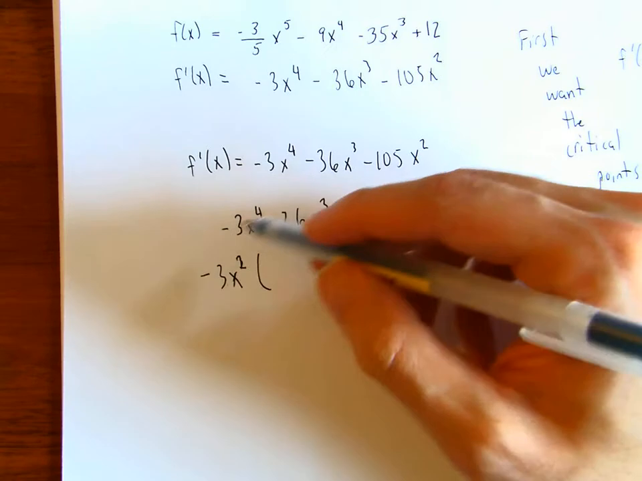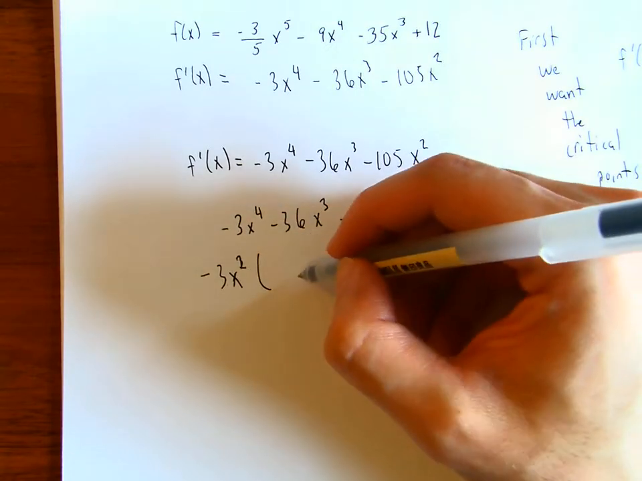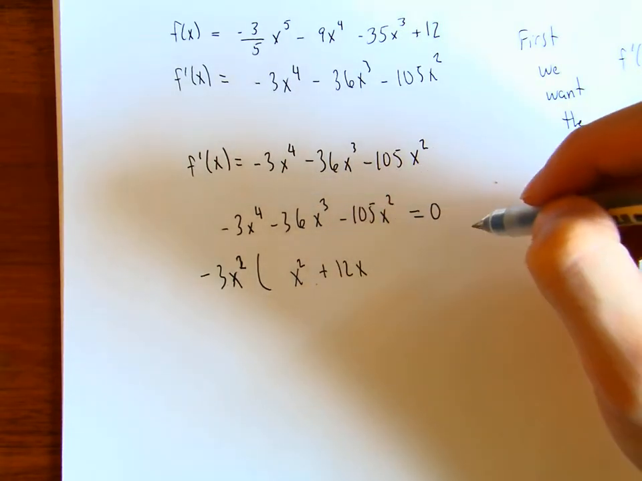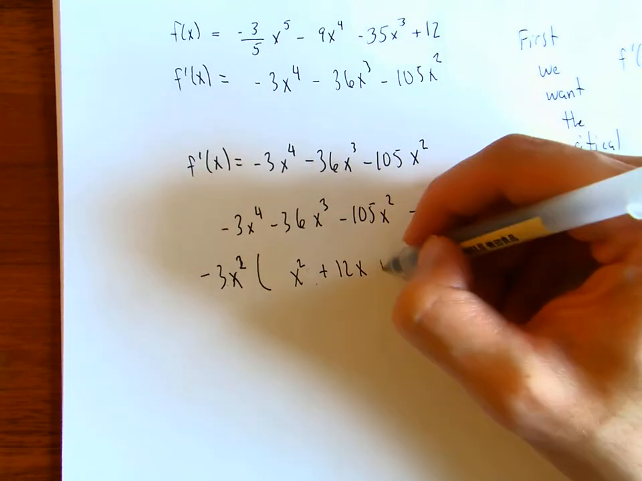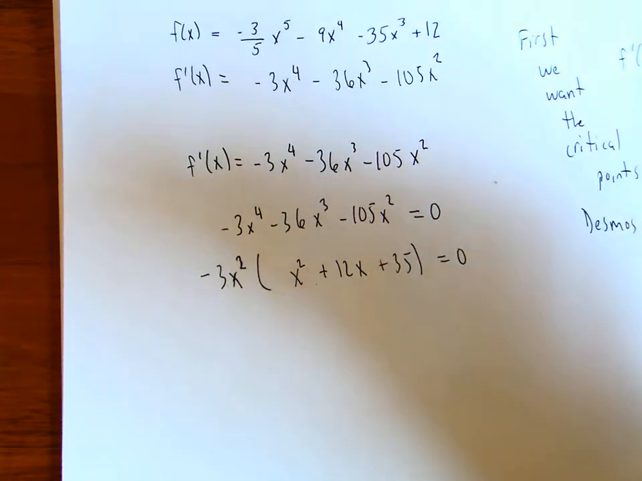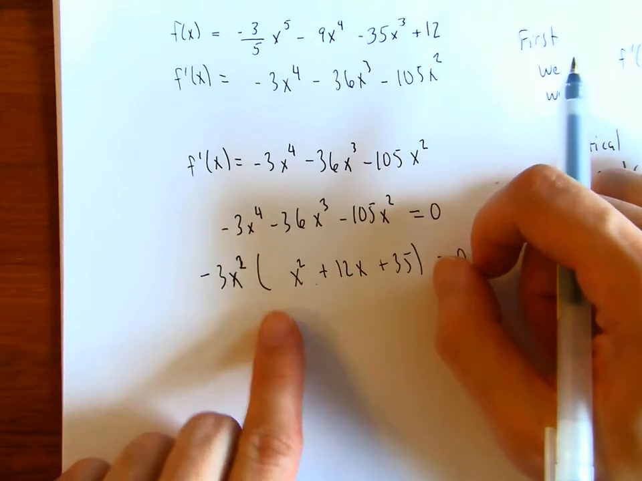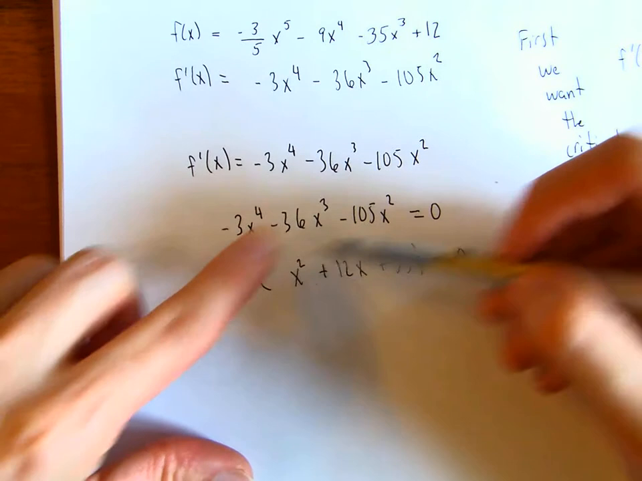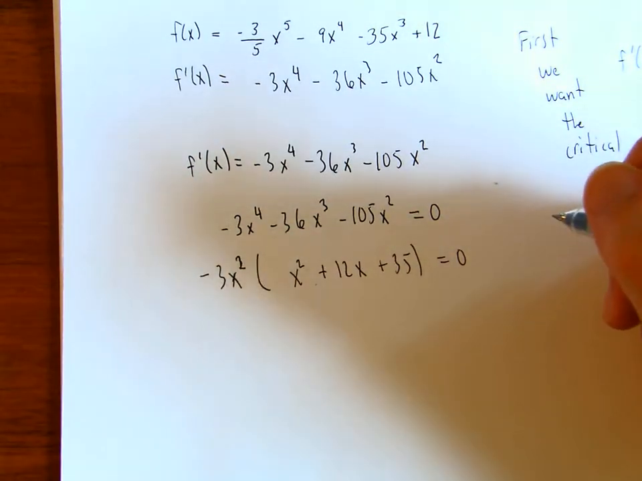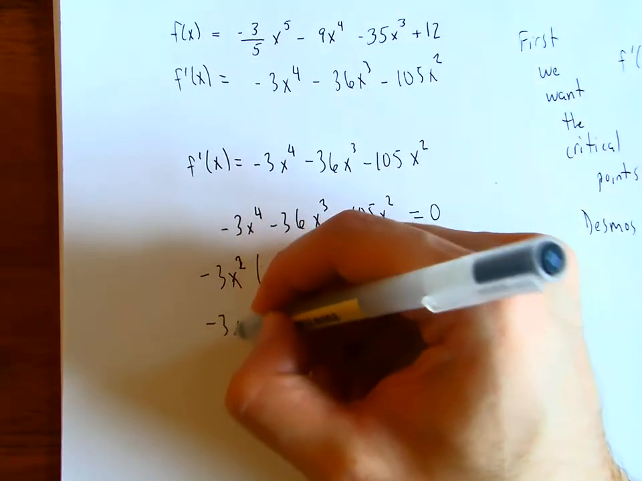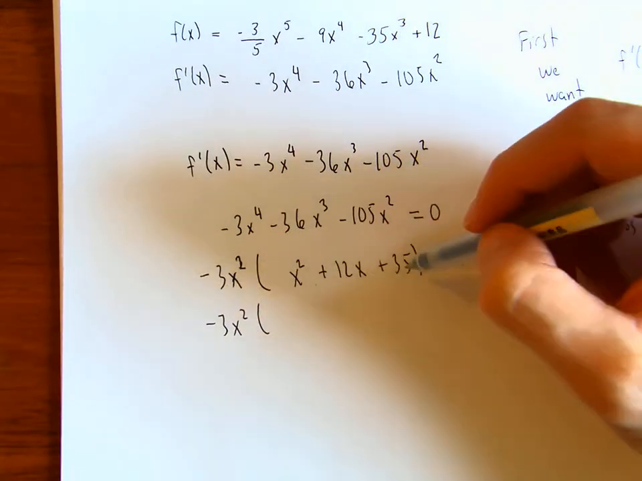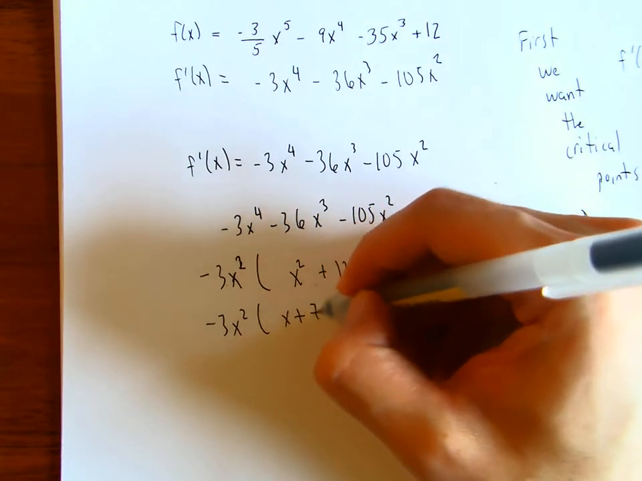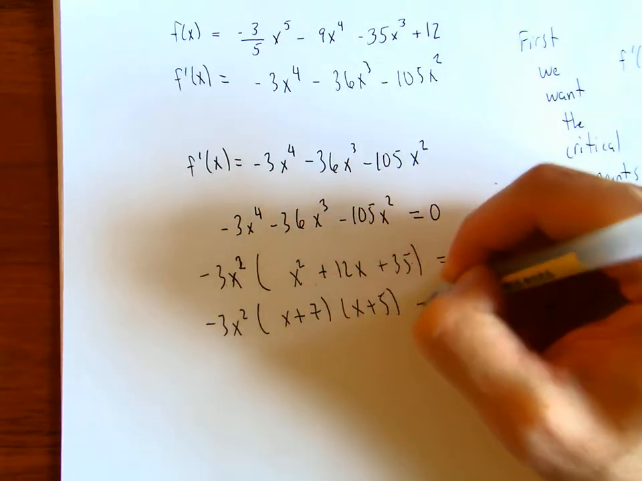If we factor out our negative 3x squared, we get x squared plus 12x plus 35 equals 0. That took me a second to figure out, but notice, you have to divide each of these by negative 3x squared, and that's what you'll get. Now, this one's easy to factor. What two numbers multiply to give you 35 and add to give you 12? This should be x plus 7, x plus 5 equals 0.